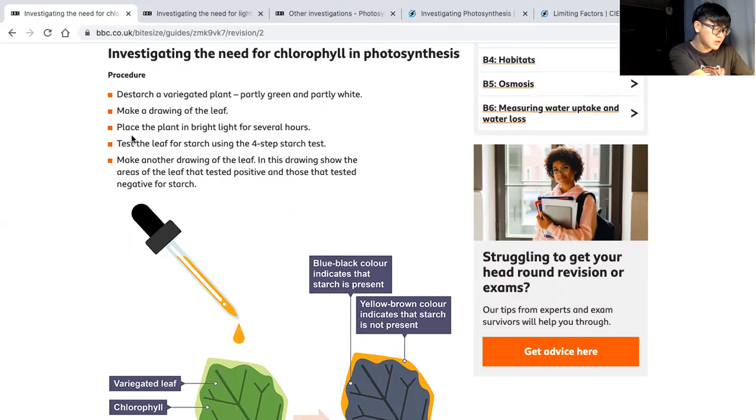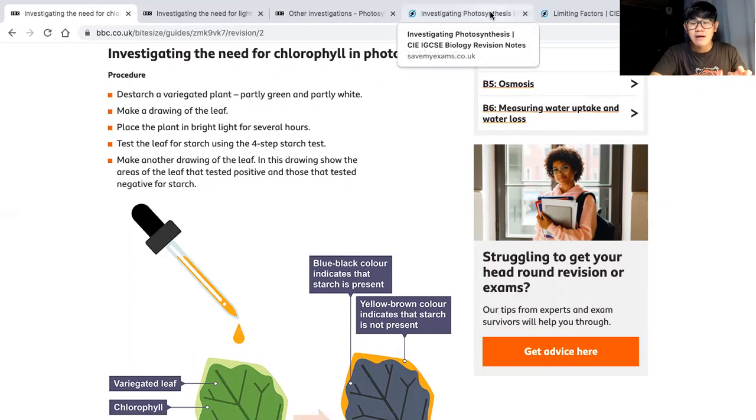Lepas satu kami simpan 2 jam, 3 jam, lepas satu kami ambil balik, petik ia punya leaf-nya tu, leaf variegated-nya tu, kami ambil, cabut. And then apa kami buat? Then we test the starch using the four-step starch test. Now, what is the four-step starch test? Starch test. This is it.